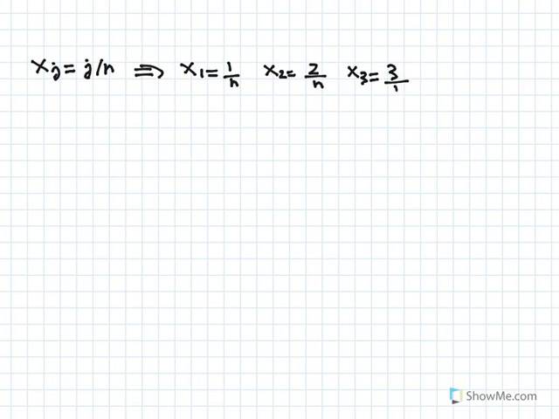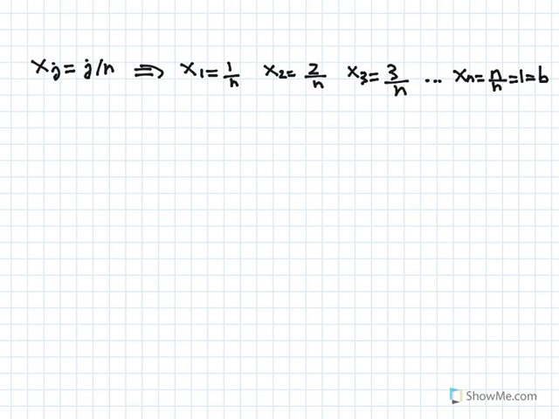Alright, let's start with xj. So xj, that's going to be j over n. Let's plug in different values of j to find the x values. So what we have is x1, plugging j equals 1, that's 1 over n. x2, that's 2 over n. x3 is 3 over n. And xn is n over n, which is equal to 1, that's equal to b.